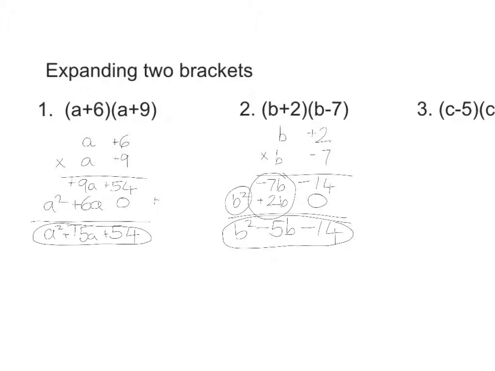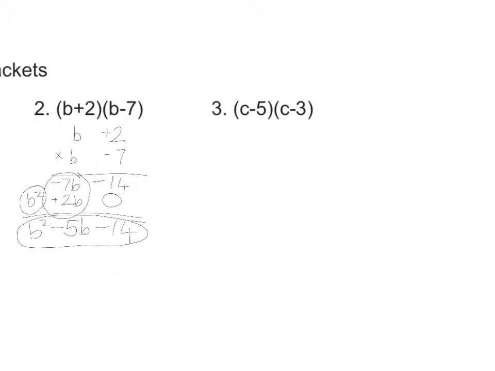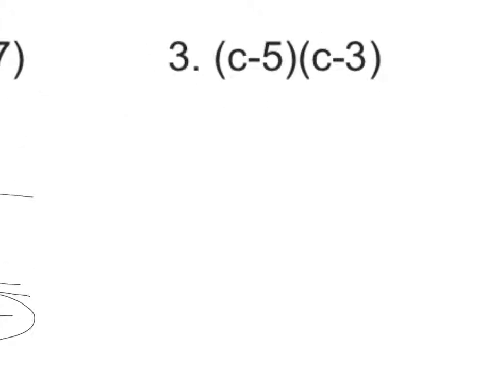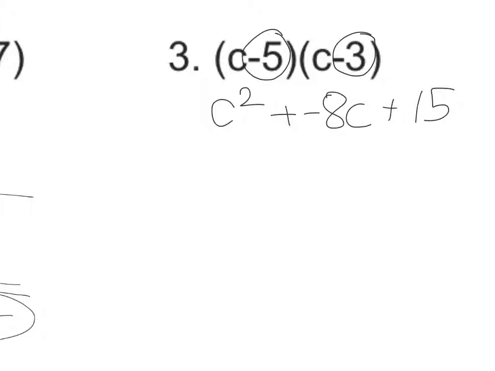Let's see if it works for this next one. It will of course work, but let's see if we can understand it as well. So, first of all, for my end term, that will be negative 3 multiplied by negative 5. I'm going to guess this is what my answer will be, positive 15. My first term is c times c, which is c squared, and my middle term means I've got to add these. Negative 5 plus negative 3 is negative 8c. I'm going to do the proper method though, and see if we can get the answer.